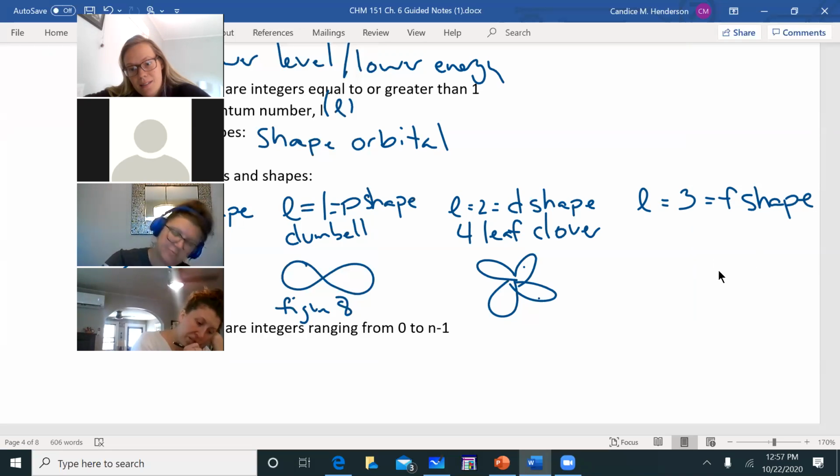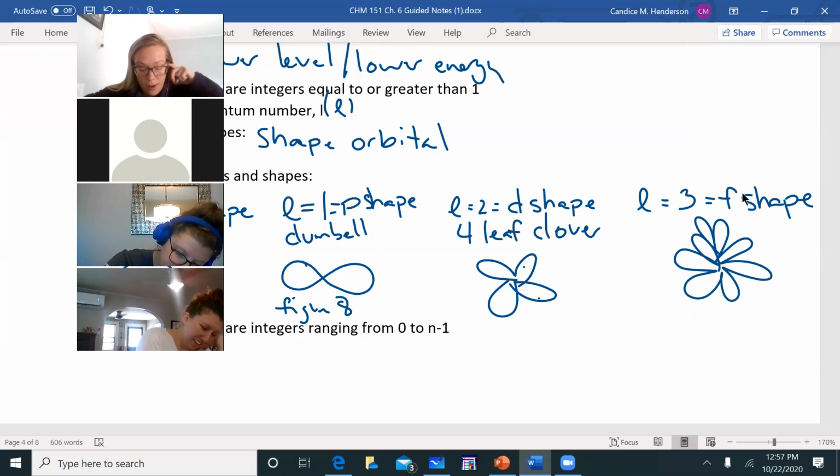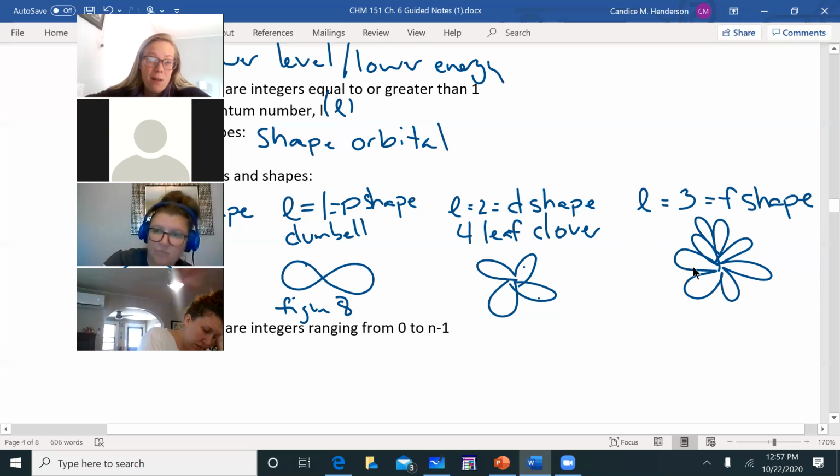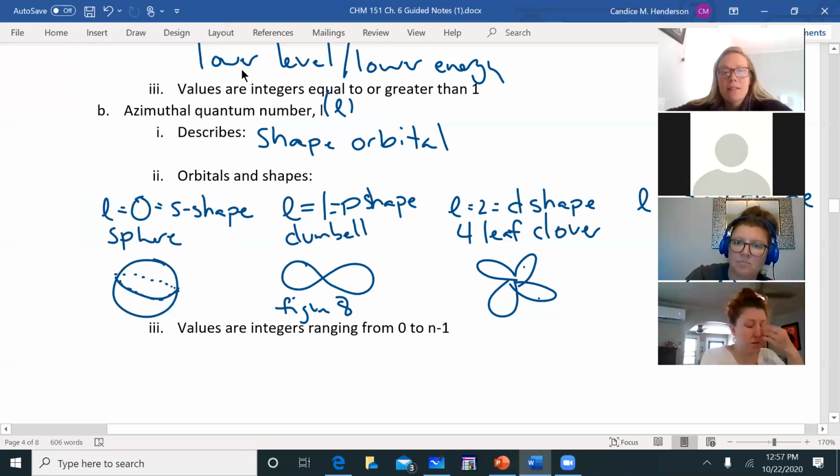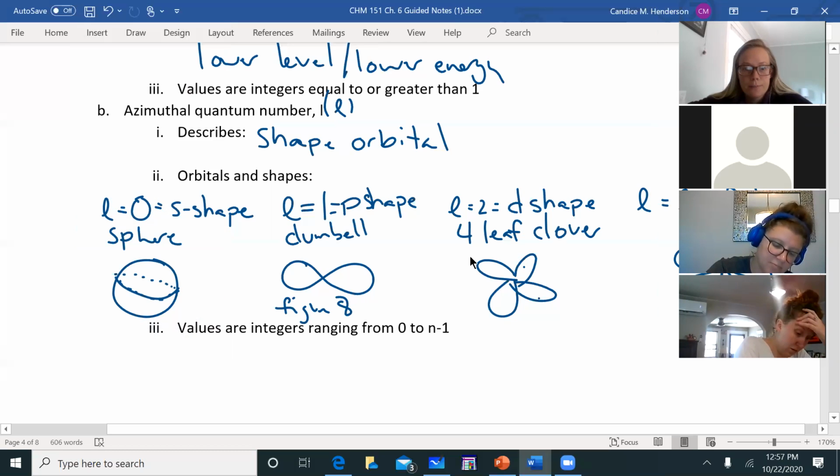This thing has 1, 2, 3, 4, 5, 6, 7, 8. Okay, it's got 8 lobes around it. This is just one of them. The shapes get a lot more complicated than that, so I'm not going to be expecting you to draw those. Really, sticking with knowing that L equals 0 is a sphere, and L equals 1 is this sort of dumbbell shape. That's going to get you through most of it. And this is a 4-leaf clover.